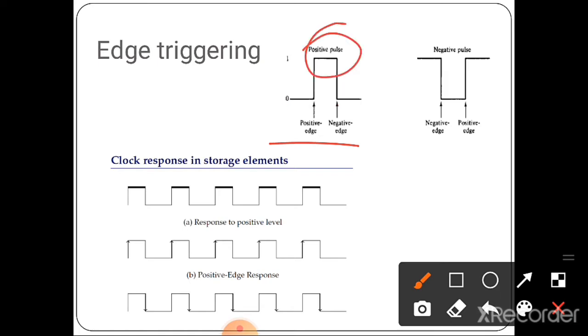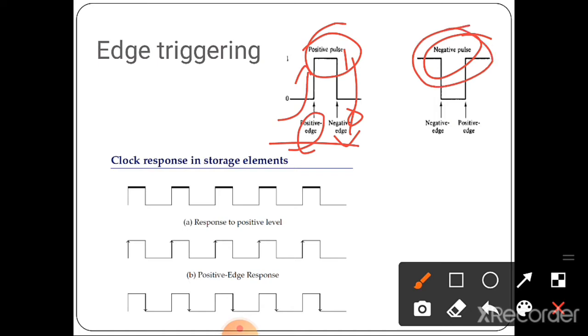There are two types of pulses. One is the positive pulse, another one is the negative pulse. In the positive pulse there is a transition from 0 to 1, which is known as the positive edge, and a transition from 1 to 0, which is known as the negative edge. In the case of a negative pulse, the transition from 1 to 0 is known as the negative edge, and the transition from 0 to 1 is known as the positive edge.